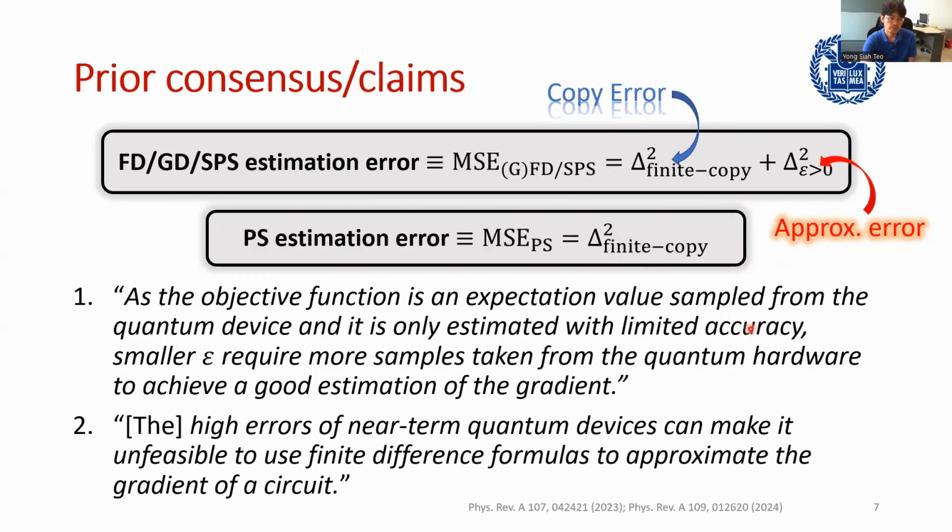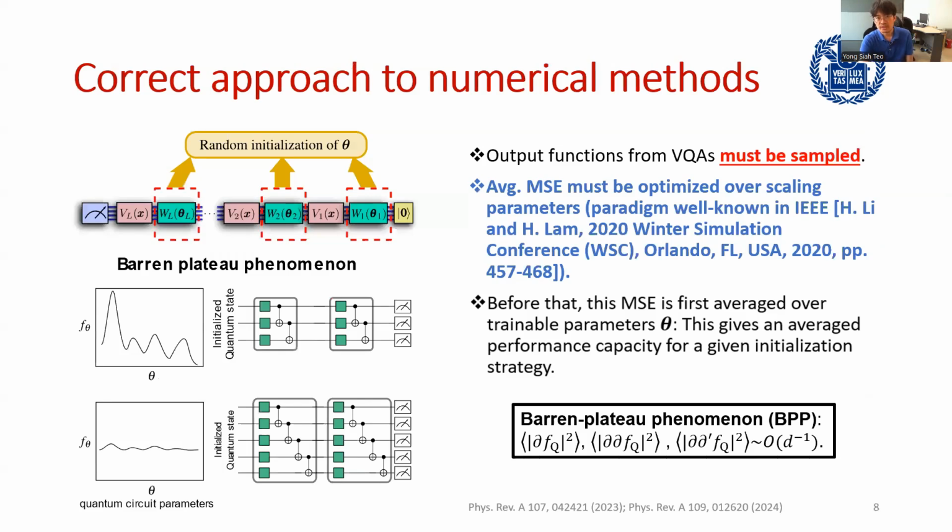The problem comes when you use VQAs. In this case, the functions must be sampled. All right, so the functions of a VQA circuit cannot be computed exactly. So this is the problem. And therefore, the remarks made previously no longer hold, because the mean square error would then have to be optimized over the scaling parameters, be it the epsilon parameter from the finite difference method or the lambda parameter from the scaled parameter shift rule method. It has to be properly optimized over in order to minimize the overall mean square error. So the sum of the error components must be minimized, not just one of them.